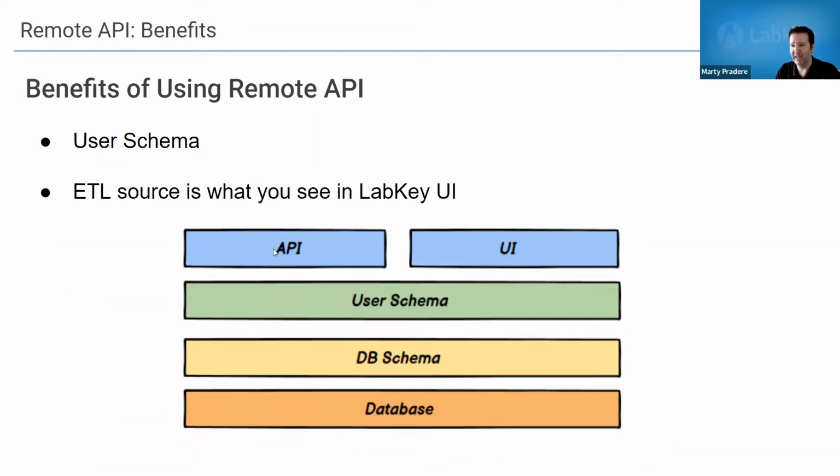And so by using the remote API, everything your LabKey is querying, your ETL is querying, is exactly how you see it in the UI, right? The API and the UI both use the user schema in the exact same way. And so by using a remote server and the remote API, you don't have to know anything about the lower level database. You just set your source to whatever you want it to be, and then you can ETL data that way.